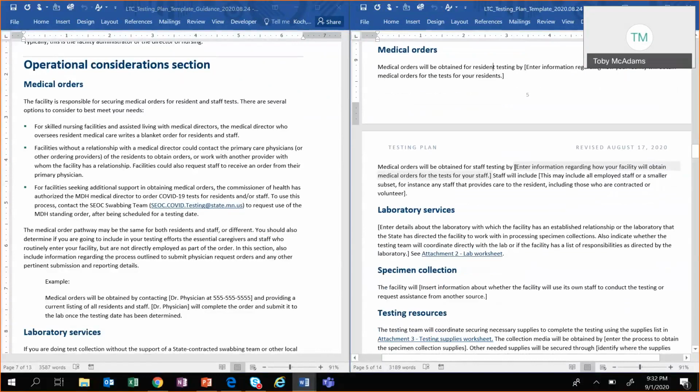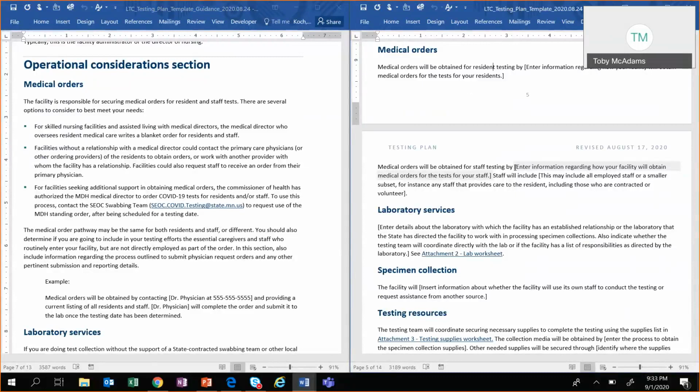obtaining medical orders? And the reason why we do this is because we're trying to be very deliberate about ensuring that you have thought through, will it be different? And if so, what are my instructions? What are the expectations? What are the steps that have to be taken? And if it's going to be all the same, then perfect. Go ahead and say residents and staff, pair it up together and call it a day.